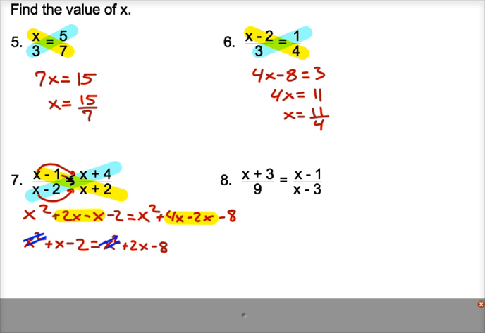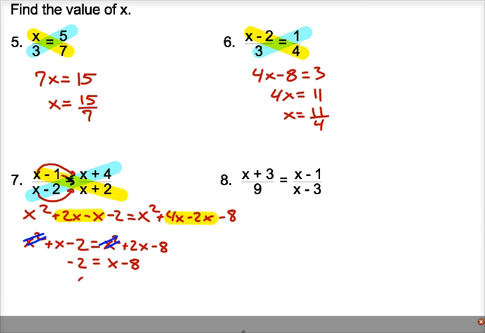I'm going to actually subtract an x on each side. So if I subtract an x from the left, I get minus 2. If I subtract an x from the right, 2x minus x is just an x. Now I'll get rid of the minus 8, so if I add 8 on each side, I get 6 equals x.